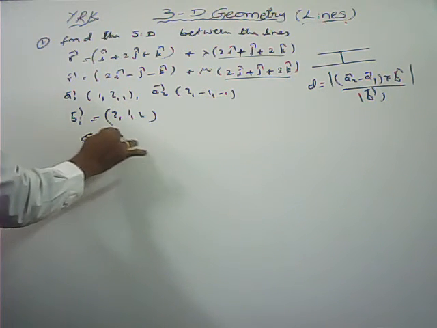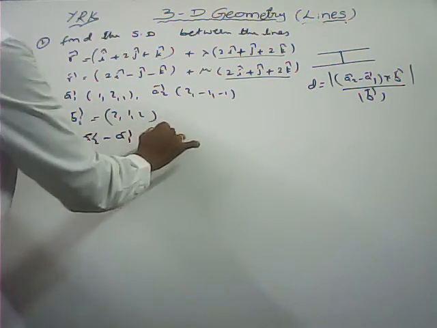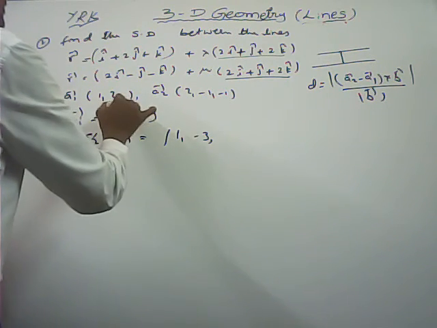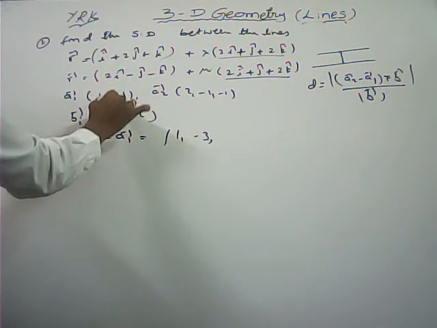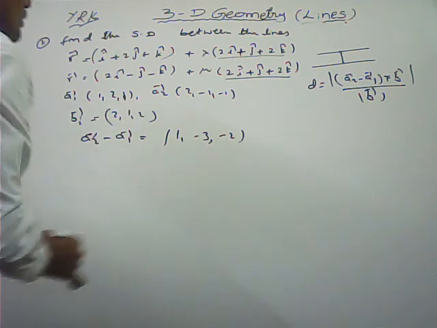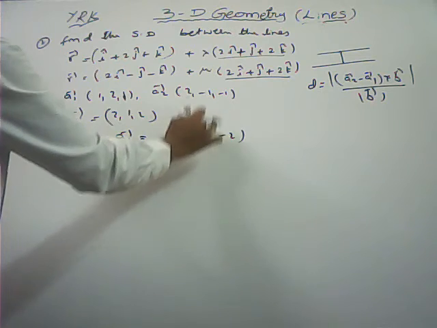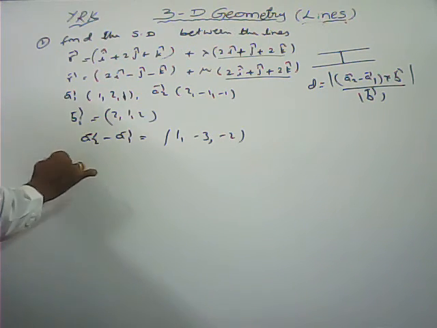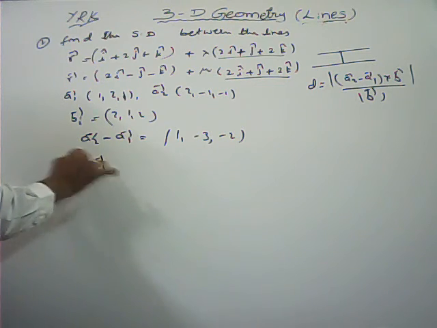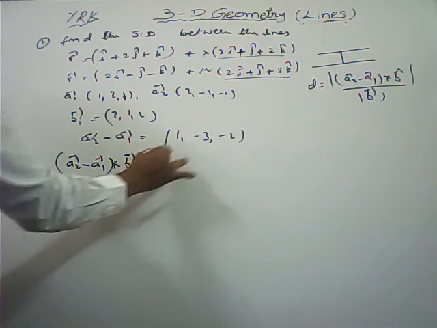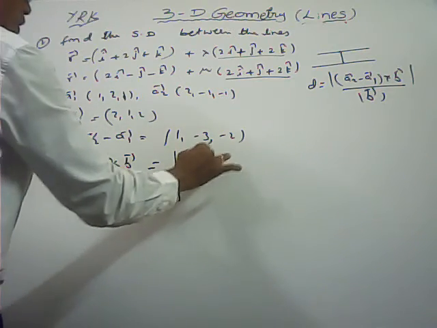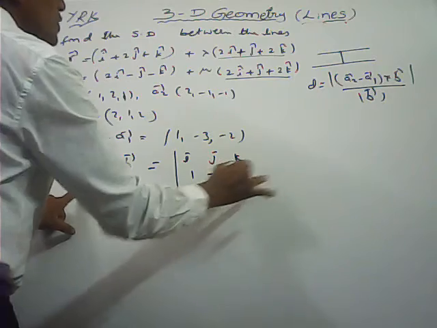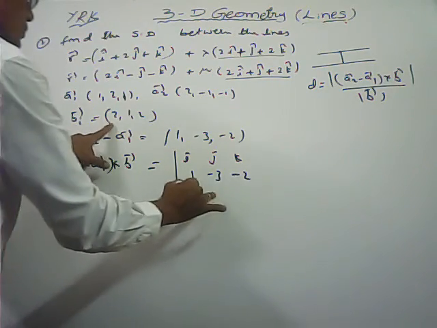A2 bar minus A1 bar is equal to (2 minus 1, minus 1 minus 2, minus 1 minus 2), that is (1, minus 3, minus 3)... then cross B bar. A2 bar minus A1 bar cross B bar. How to find the cross product here? I, J, K. A2 bar minus A1 bar, and B bar is (2, 1, 2).